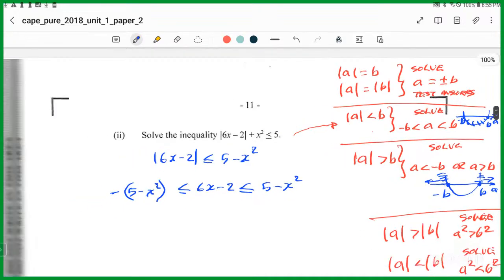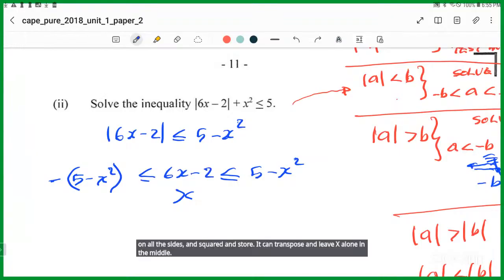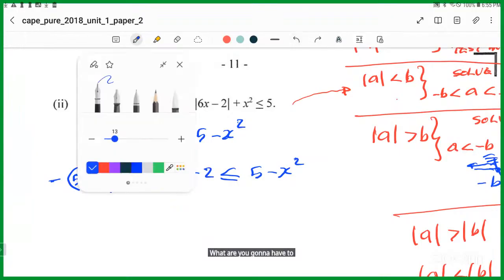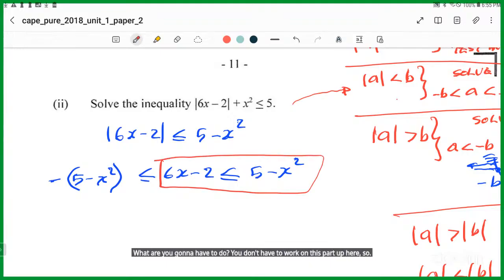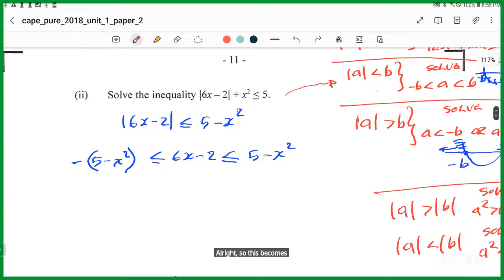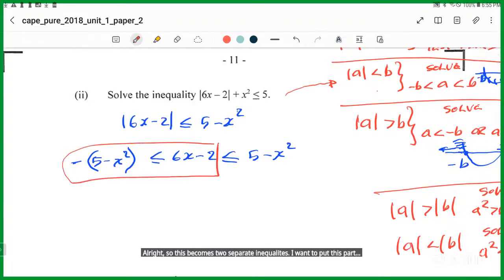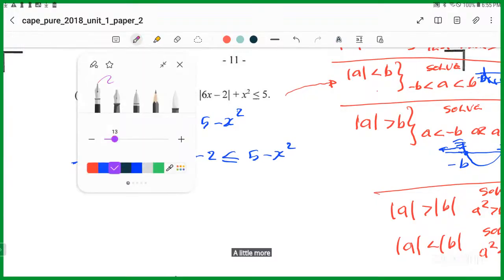Because you have x on all the sides and squared and stuff, you can't transpose and leave x alone in the middle. So what you're gonna have to do, you're gonna have to work out this part up here by itself, and work out this part down here by itself. That's what you're gonna have to do. Alright, so this becomes two separate inequalities. So I'm gonna put this part and this part separately. So I'm gonna put a line down here now. I'll work them out separately. Put a line down here.